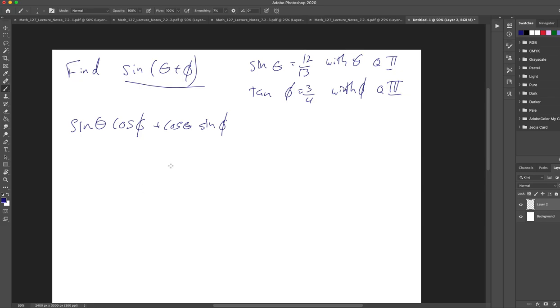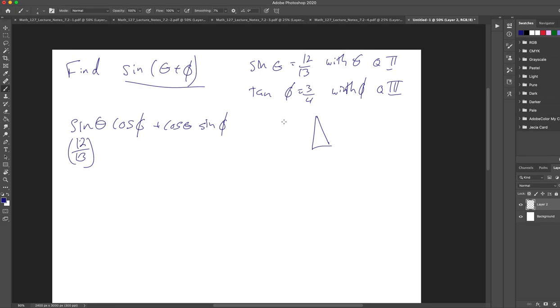Which one of these do I know? Well, I know this one, that one's given to me. It's 12/13. Do I know what any of these other ones are at the current point? No. But can I figure it out? Yes. If I'm in quadrant 2, my triangle should open this way. If I have my circle, triangles in quadrant 1 will look like this, quadrant 2 like this, quadrant 3 like this, and quadrant 4 like this. I draw them in the proper orientation because that reminds me to make the correct signs on everything.